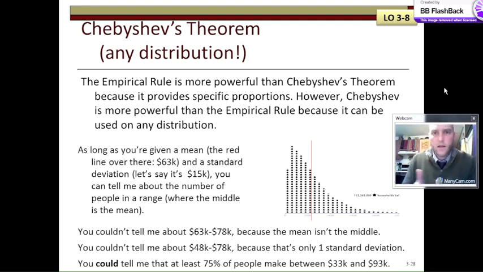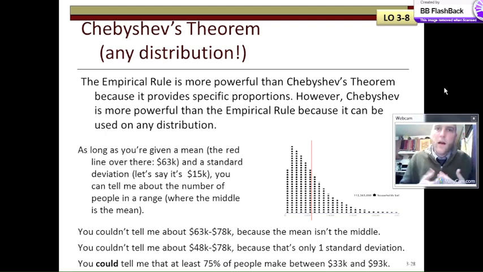We need to start with saying, well, what's the mean and how many standard deviations away? We go back to the mean of that distribution we said is about 63,000, and that's what that red line represents. And the standard deviation, let's say, was calculated out of that data to be 15,000. Now, that wasn't on that graph. I half interpolated, half fictionalized. First of all, you couldn't tell me about between 63 and 78,000 because the mean is not the middle of that range.